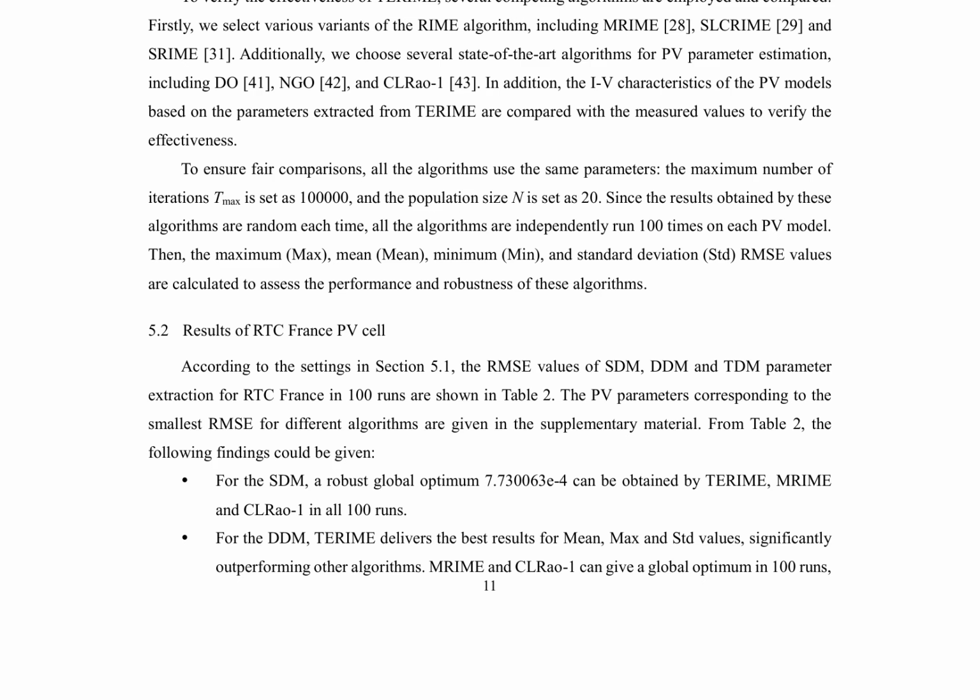The results indicate that for the SDM, TERIME, MRIME, and CL-RAO1 consistently achieve a robust global optimum in all 100 runs. Notably, for the DDM, TERIME outperforms other algorithms, delivering the best results for mean, maximum, and standard deviation values. These findings demonstrate TERIME's superior performance and robustness in extracting PV model parameters.